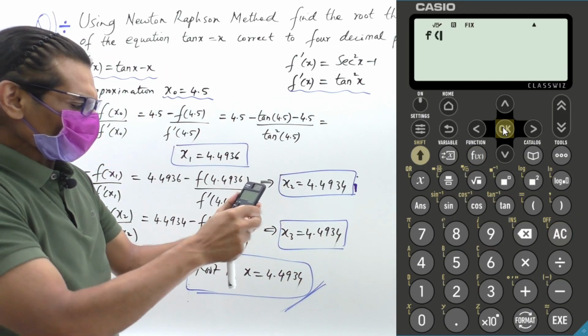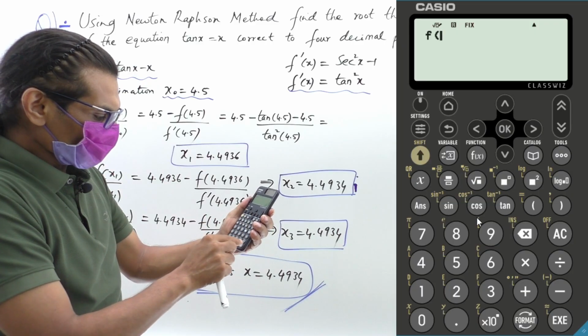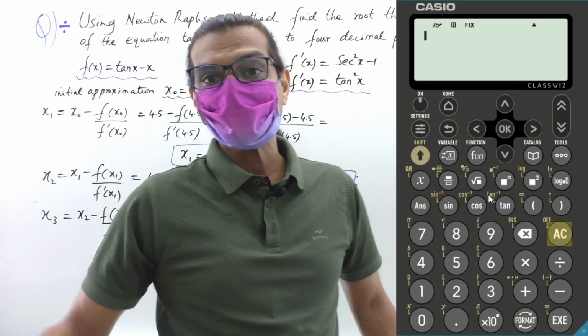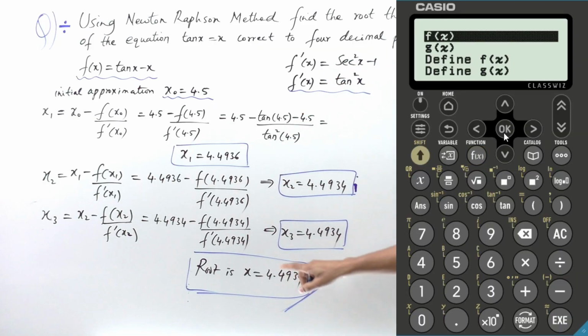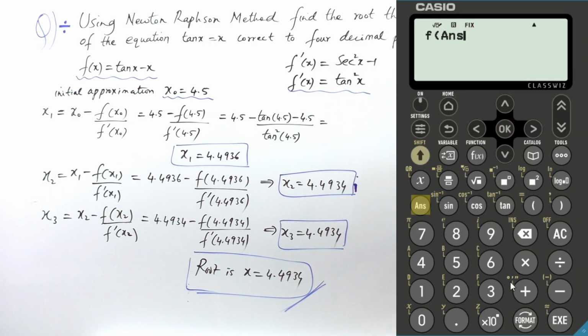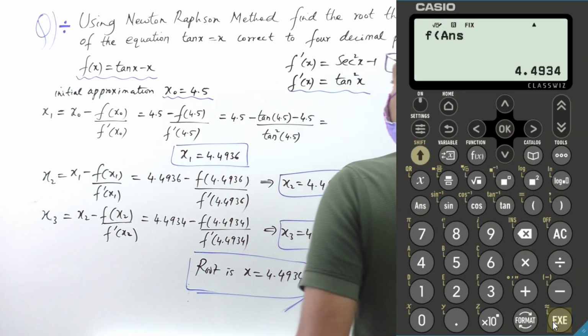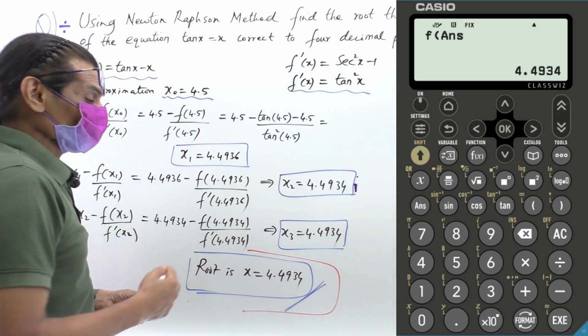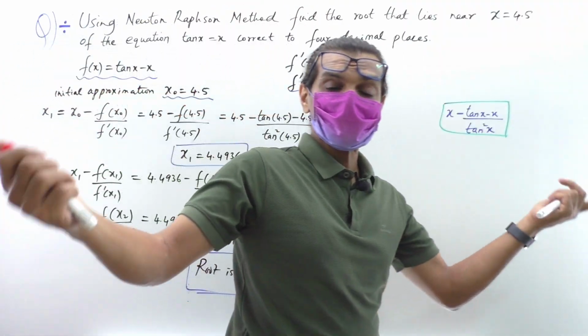However many times you go after that, you will get the same answer. You go 5 times, 6 times, 10 times, 100 times, a million times, you will get the same answer, because the iteration stops here. And the exact root for the given problem, that is tan x minus x, is nothing but 4.4934. That's the perfect solution.